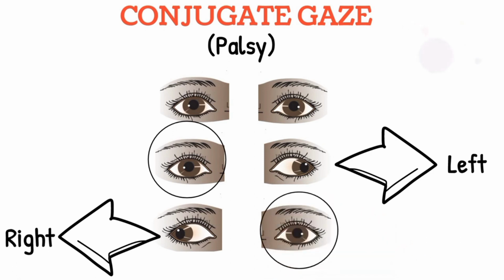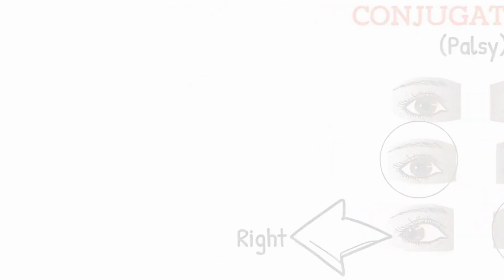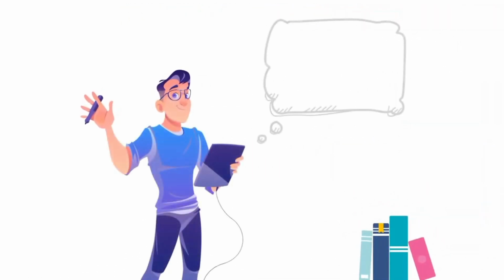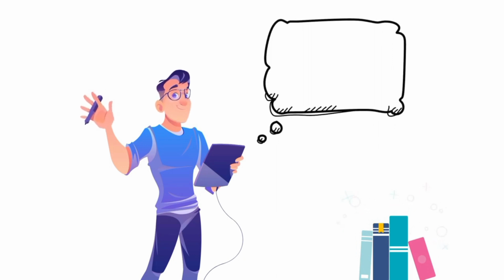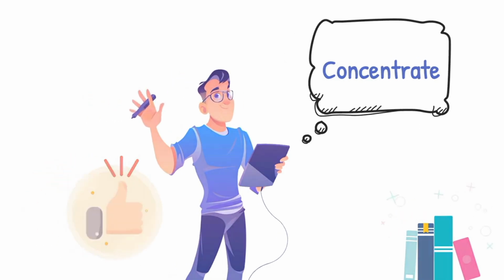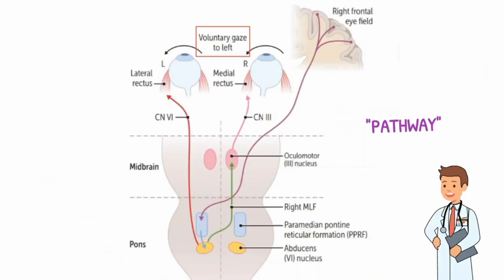Now we will discuss the pathways responsible for the unidirectional movement of eyes and the related lesions that lead to conjugate gaze palsies. Respected doctors, now please concentrate to understand the pathway of internuclear ophthalmoplegia. This is the pathway responsible for unidirectional movement of eyes in horizontal conjugate gaze.